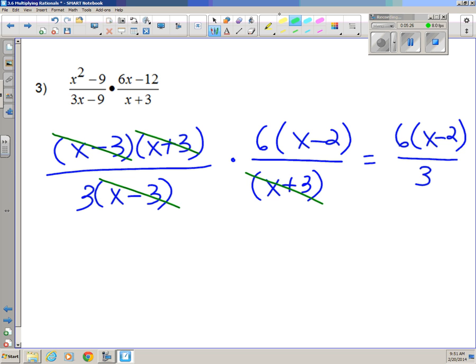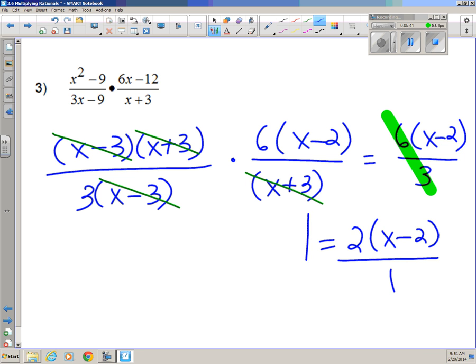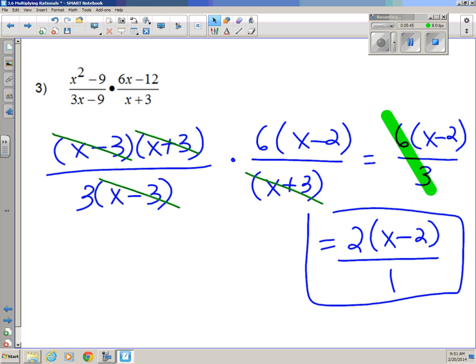Hopefully you realize that we're not done because these two numbers can simplify. 6 over 3 does become a 2. So this final answer becomes 2 with the binomial x minus 2. You can put it over a 1 if you want. You don't need to, but that is your most simplified version. Okay, so it's 2 times x minus 2.